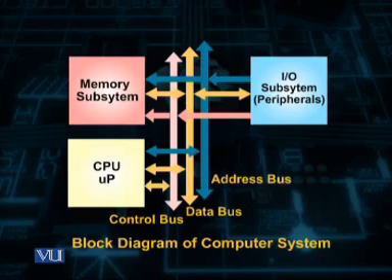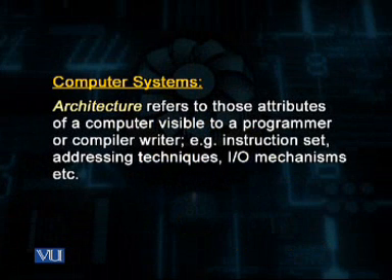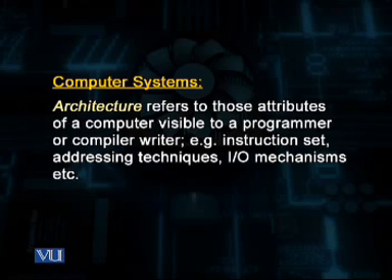Now we will talk about the difference between computer architecture and computer organization. Computer architecture refers to those attributes of a computer which are visible to a programmer or to a compiler writer. For instance, the instruction set of a microprocessor, the addressing techniques which are being used, or the input-output mechanism, etc.